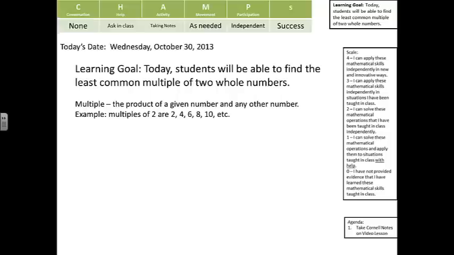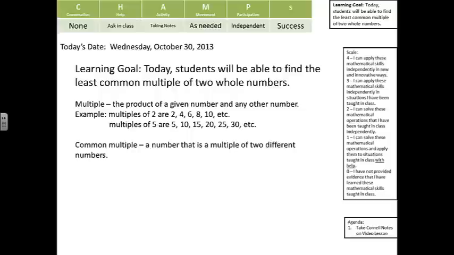Let's look at another example. In this example, let's look at the number 5. If we were to look at the multiples of the number 5, we could do 5 and then 10, 15, 20, 25, 30. And again, it goes on forever. So what we're going to be doing is looking for common multiples. That is, the multiples that these two numbers have in common.